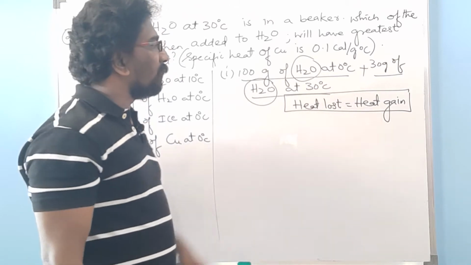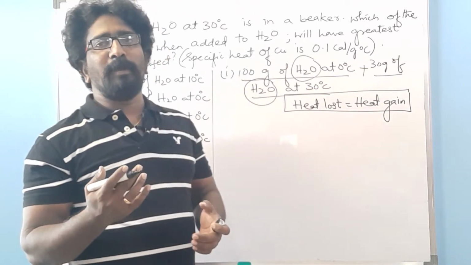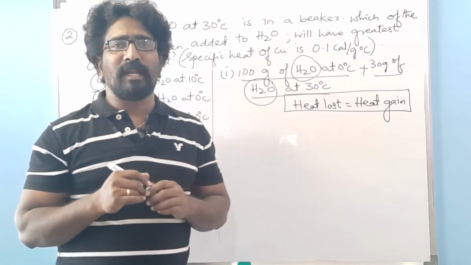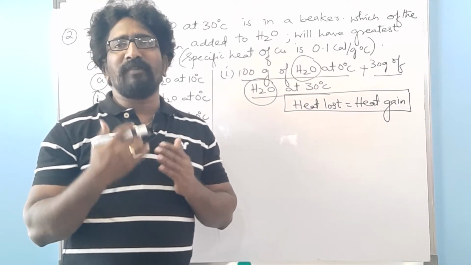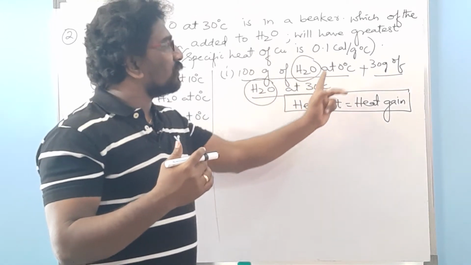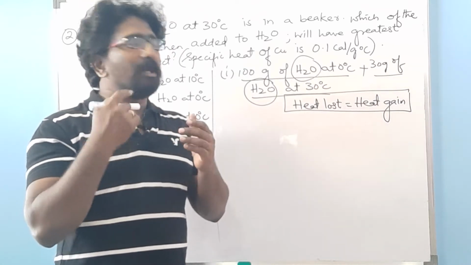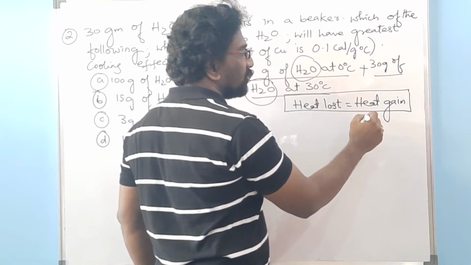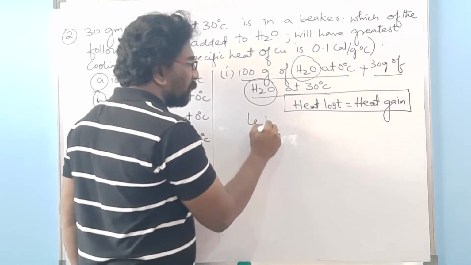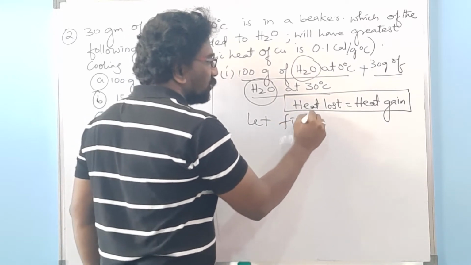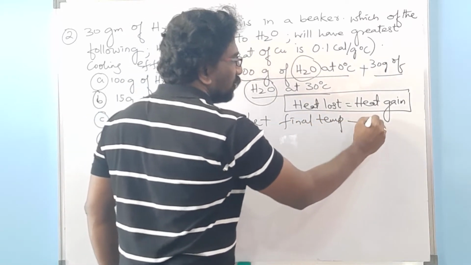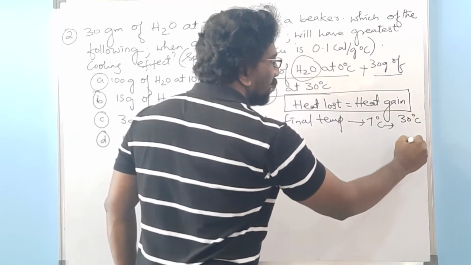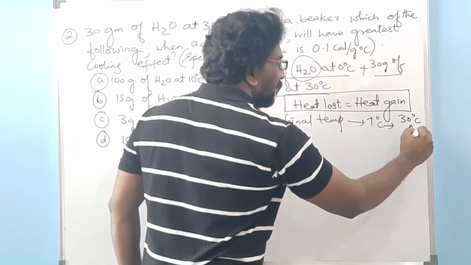So now I can write my formula. We know the formula is Q equals m s delta theta. Delta theta is the difference in two temperatures, the difference between 30 degrees Celsius and 0 degrees Celsius. Let the final temperature of the mixture be T degrees Celsius. This T will lie between 30 degrees Celsius and 0 degrees Celsius.